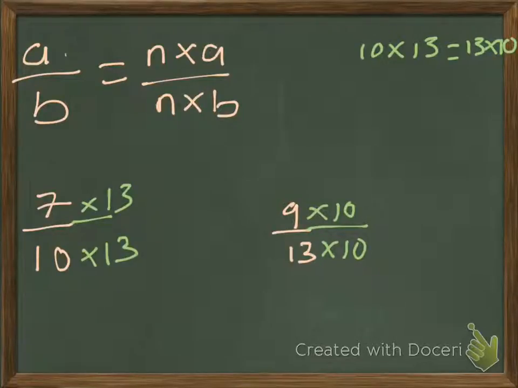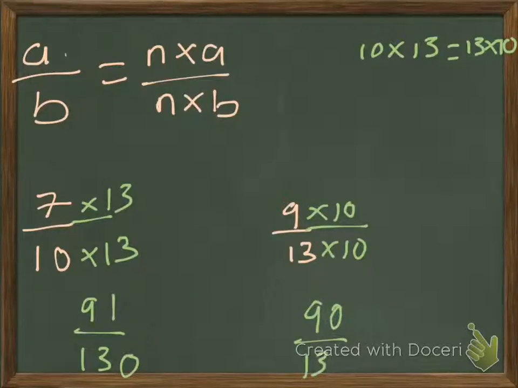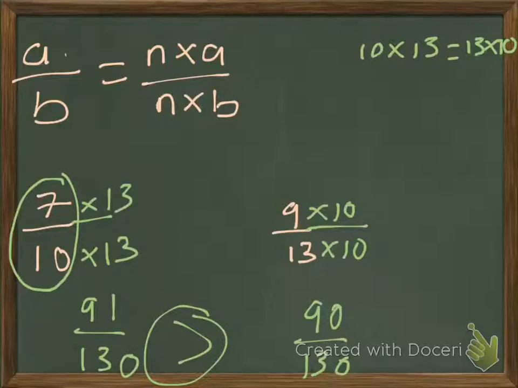Therefore, now I have 91 over 130 and 90 over 130. So, as we can see, this one is greater, but not by much. Therefore, 7 over 10 is the greater one.